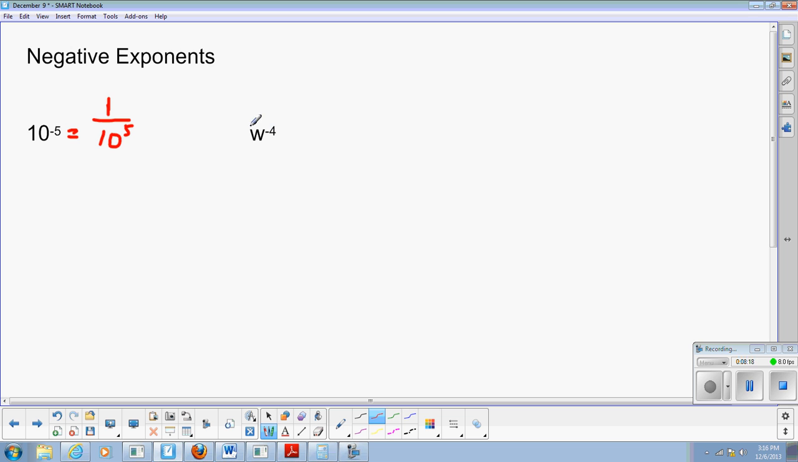We show that division by writing it as a fraction, 1 divided by 10 to the fifth power. If I don't have a number, but I have a variable, then I'm just going to write it as 1 over w to the fourth. There are about four problems on your review sheet on this.